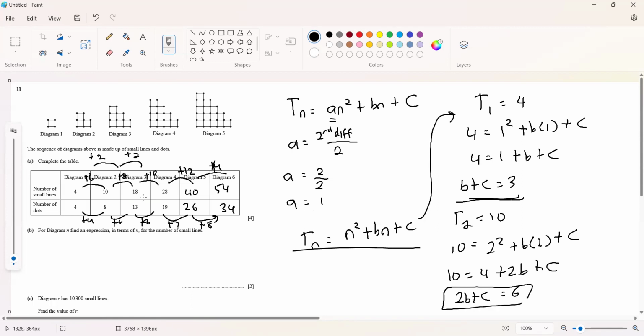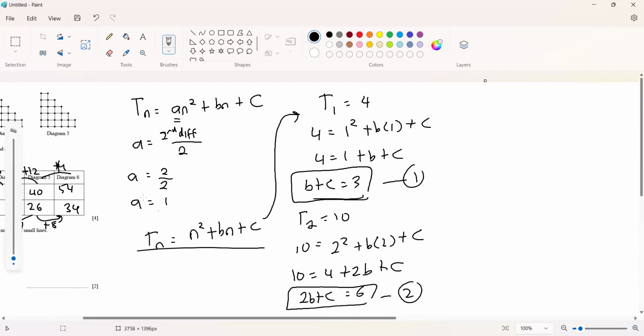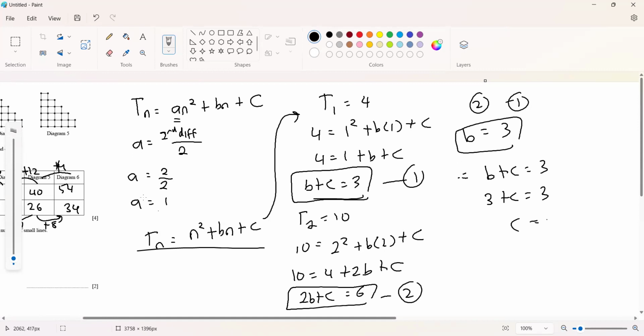So this is equation 1 and 2. Sorry, I said B is 0, but I think it's supposed to be C as 0, yeah? So in this case, equation 2 minus equation 1 will simply give us B equals 3. So therefore, B plus C equals 3, 3 plus C equals 3, C equals 0. So our equation would be Tn equals n squared plus 3n. That's it. This is our equation.